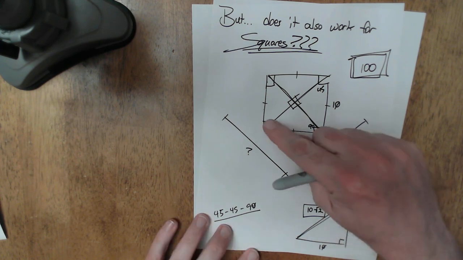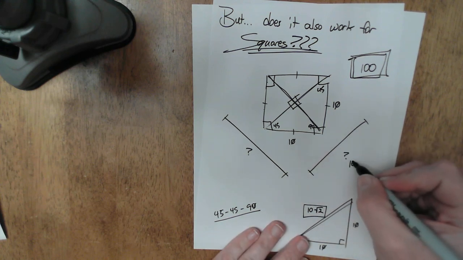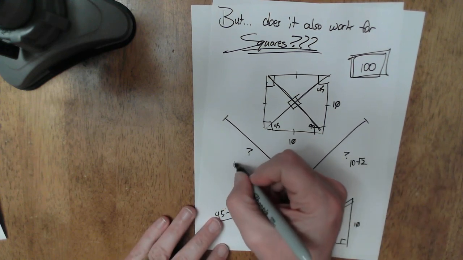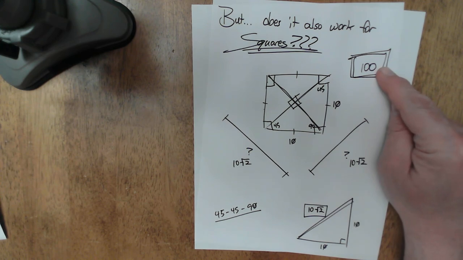Well, I got news for you. If that diagonal is 10 times square root of 2, let me write it down right there, 10 square root of 2, then guess what? So is this one, because it's a square. Okay? So here's the question. Can I take 10 square root of 2, multiply it times 10 square root of 2, then divide by 2, and get 100? If so, then it works for a square, and this rule is simply awesome.